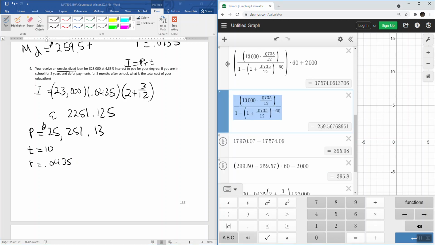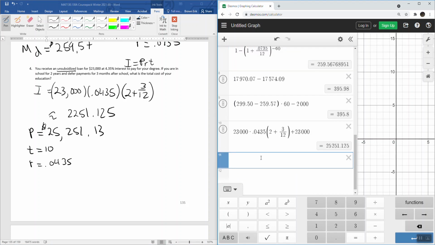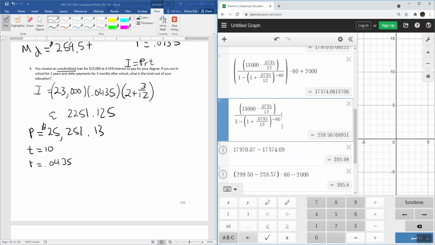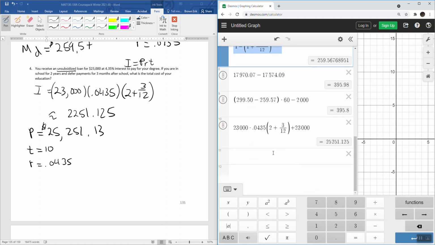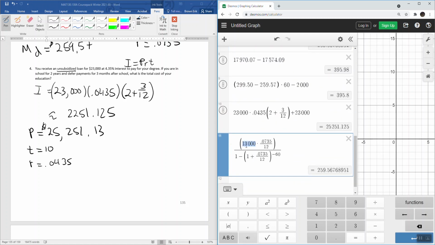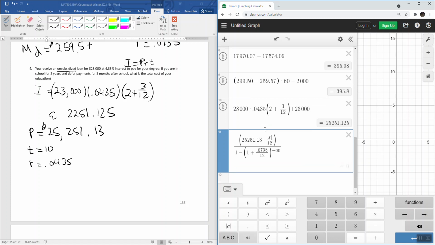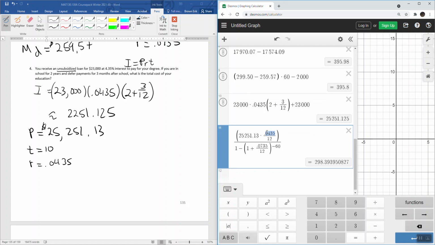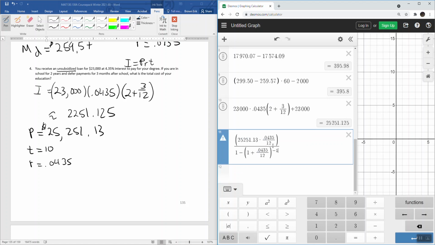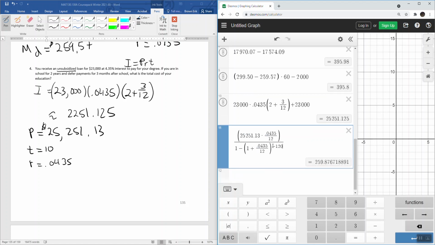I'm going to copy my mortgage payment formula because it's the same one we're using here. Control C, Control V. So this number here becomes the 25,251.13, and my interest is the 0.0435. I'm going to put those in both places. And then the time frame here is 120 payments. That's 10 years of 12-month payments. So $259.87.